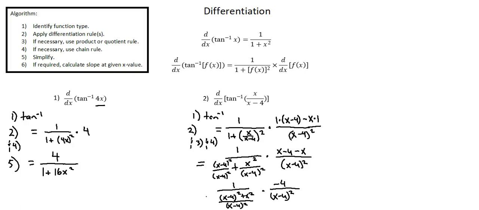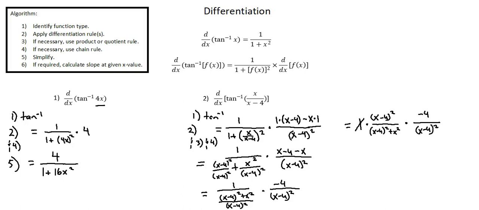Notice in the first fraction we have 1 divided by another fraction. We can change that to 1 times the inverse of that fraction. 1 times x minus 4 squared over x minus 4 squared plus x squared, and we're multiplying by negative 4 over x minus 4 squared. And from here we can do some elimination. 1 times the 1 we can remove.